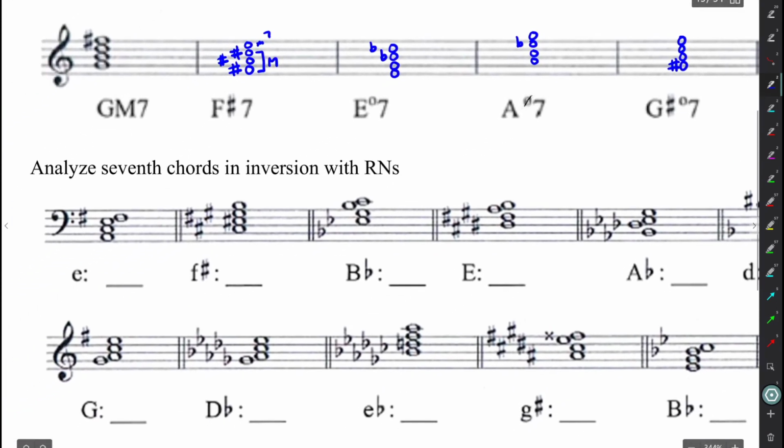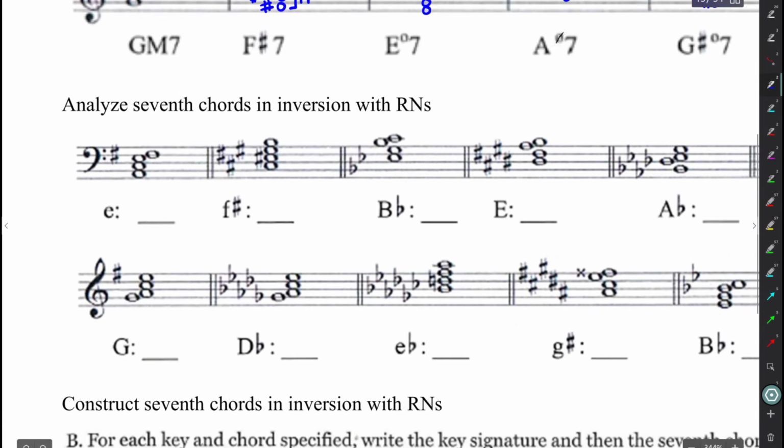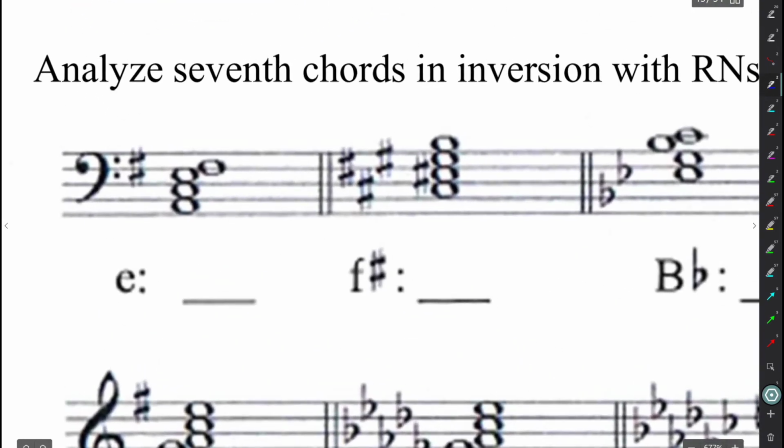All right, in the next part, we're dealing with analyzing 7th chords in inversions with Roman numerals. So how do we do this? Well, we need to determine the root. The root here is F sharp.